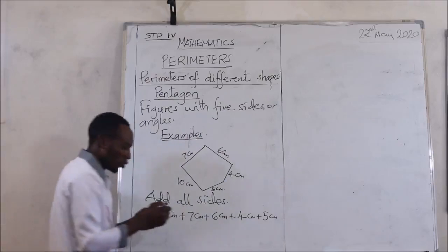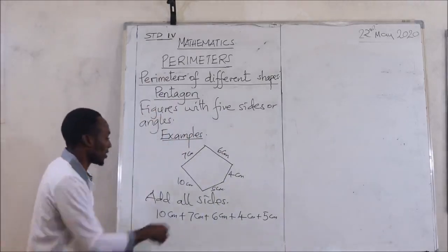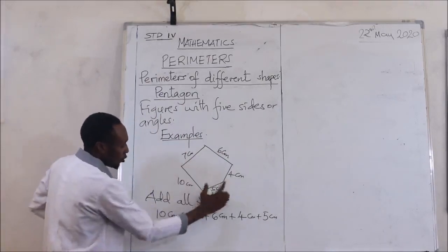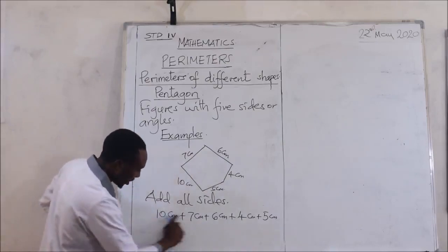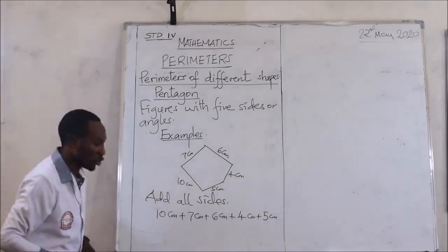Make sure that you count your sides. You count the sides of the figure. Side number 1, 2, 3, 4, 5. So we have 5 sides. Now when you add, the first one is this one. 1, 2, 3, 4, 5. So there are 5 sides. Now you are going to add.